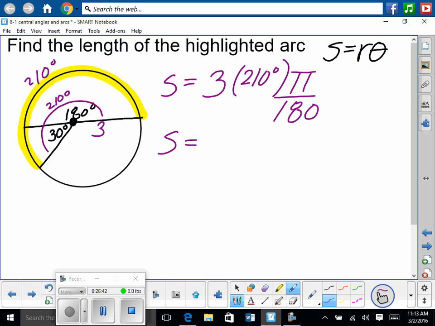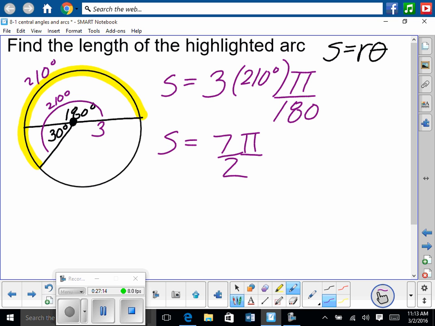33 pi over 18. Here, Bob, so I typed into my calculator 3 times 210, hit enter, divided by 180, and you get 3.5, 7 halves. Oh dear. Who typed that in? Me, Masa. I got 7 halves. Oh, sorry, 7 pi halves. Does everybody get 7 halves? I got it.